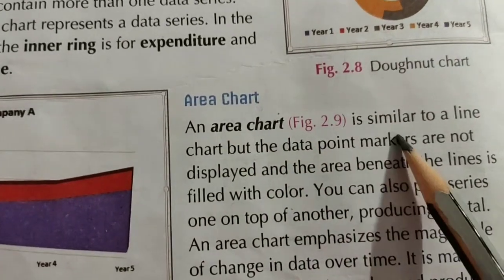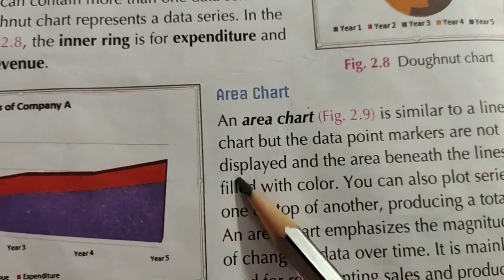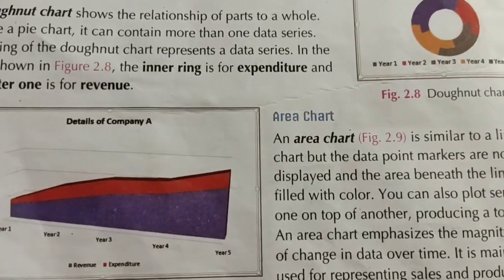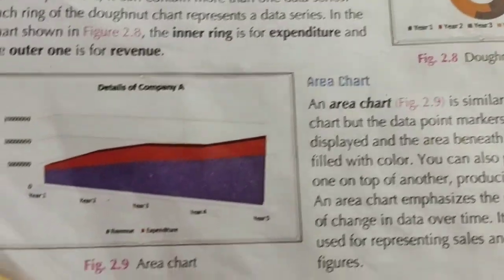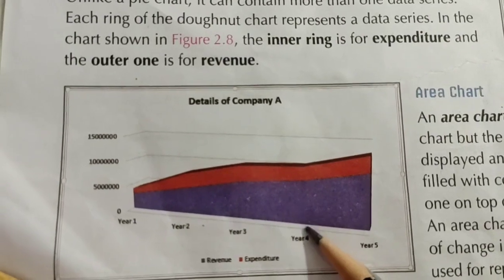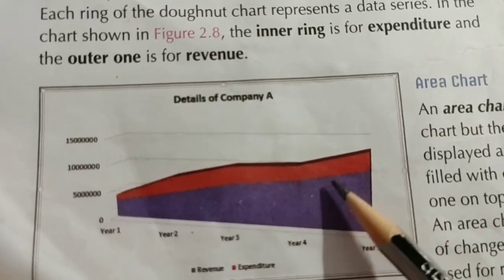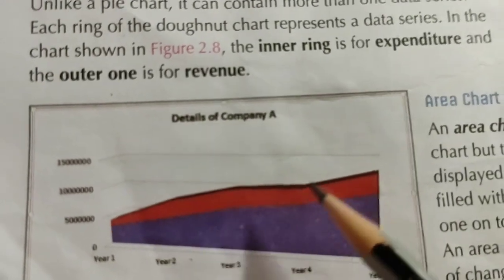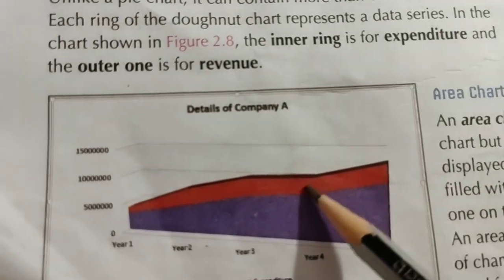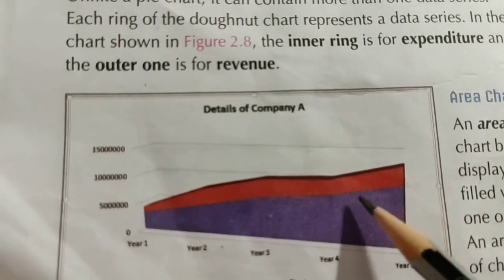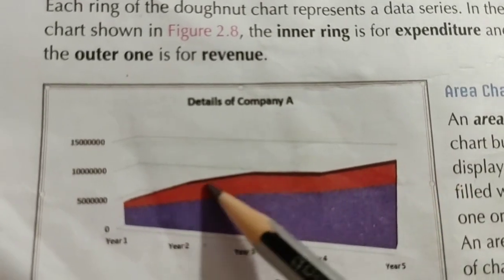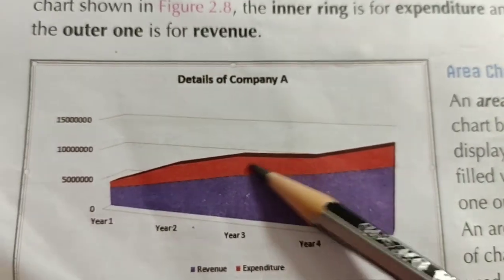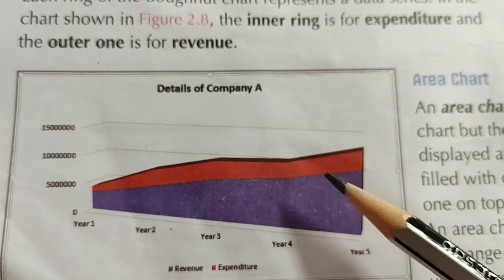Now you see it is given here in the book, it is similar to a line chart, which I already explained to you, how to draw the line chart graphically. Now this is the area chart, and here the data points are plotted. First the data points are plotted and then the lines are connected. After that the area is filled with color.